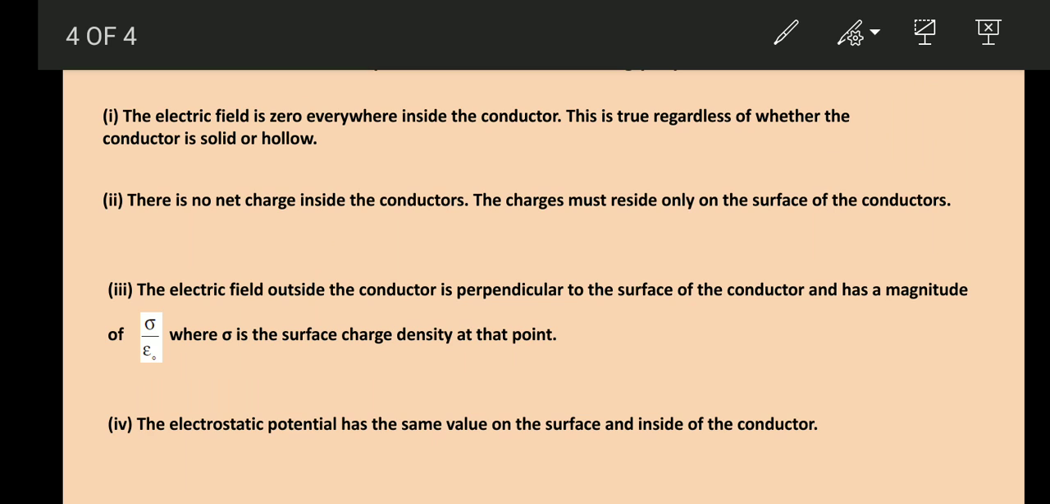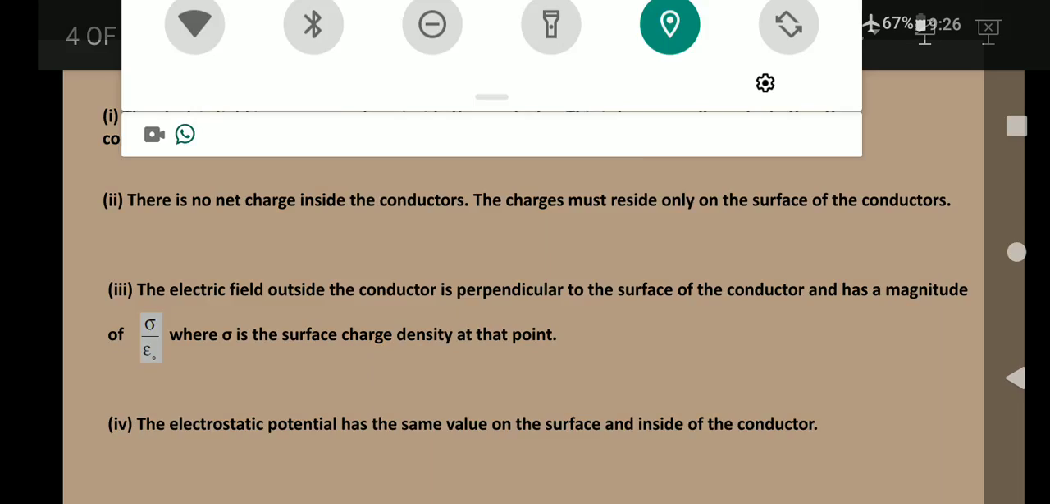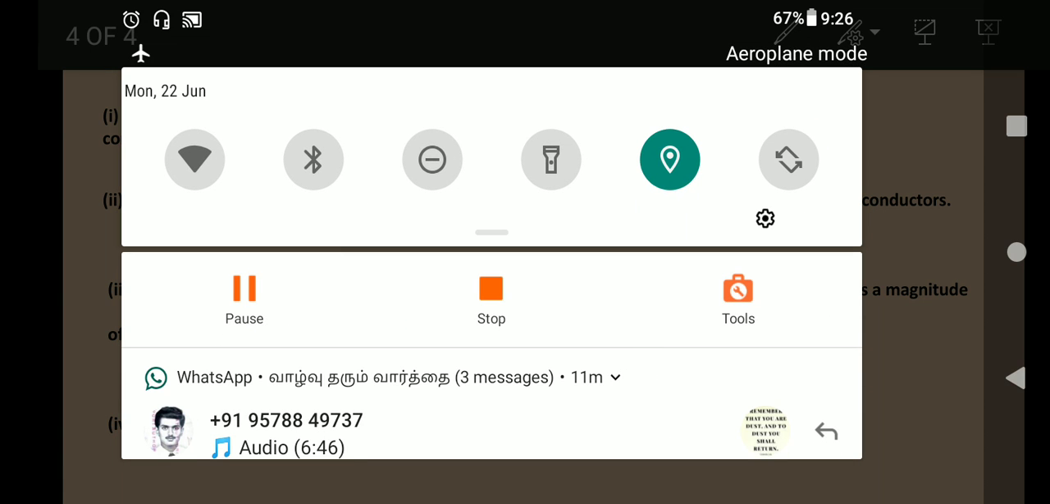With this we will wind up the class, and next class we will continue with electrostatic shielding.